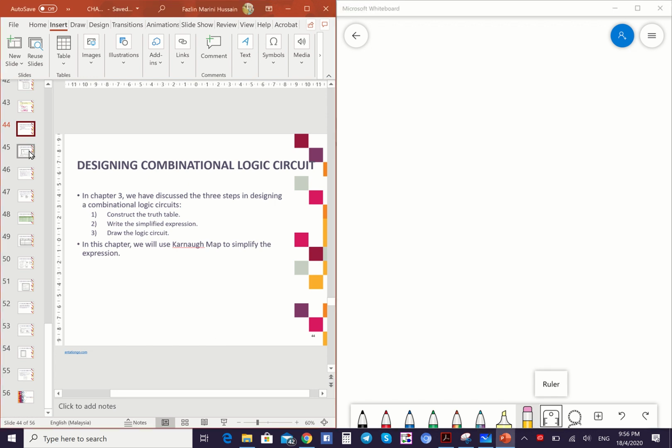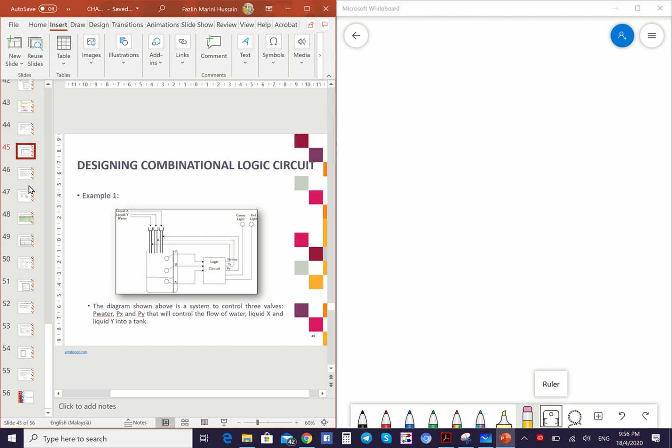So we look at an example here. The diagram above is a system to control 3 valves: P water, PX, and Py. These valves control the flow of water, a liquid X, and also liquid Y. So these 3 valves control all the flow.